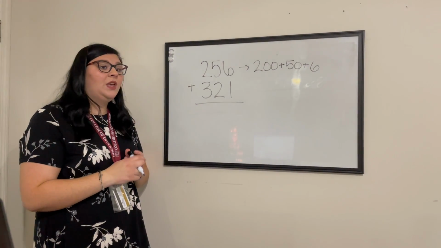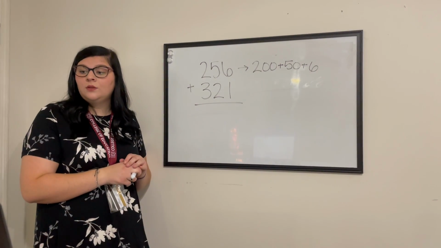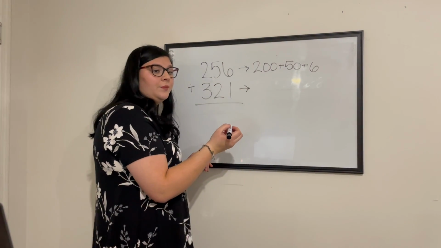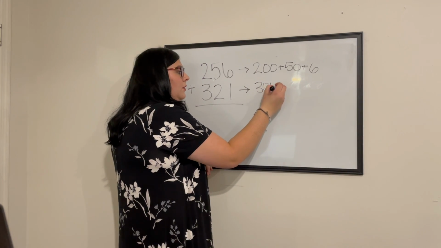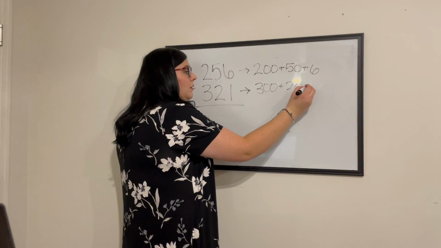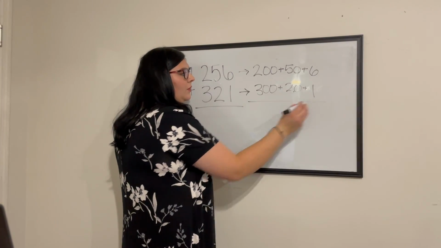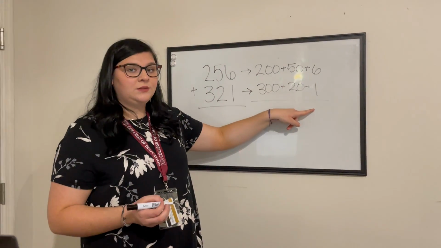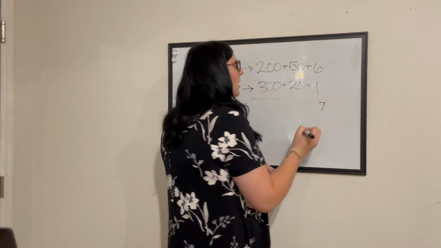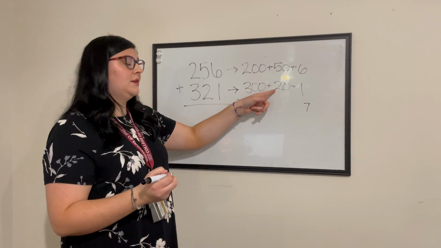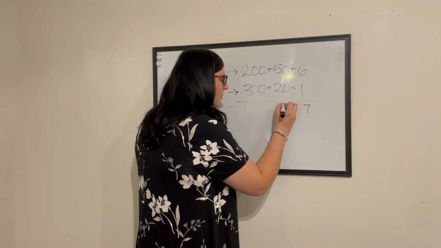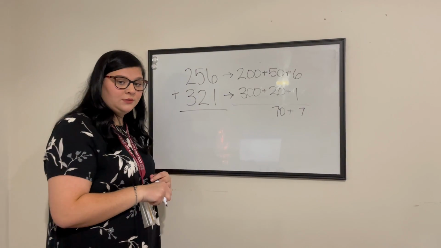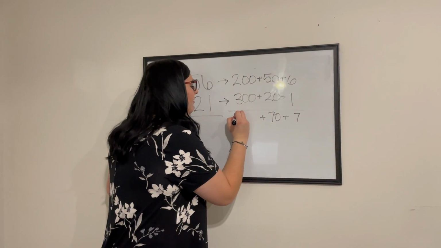And then, can someone else tell me what they wrote next? Very good, you wrote the expanded form of 321, and that is 300 plus 20 plus 1. Now, let's add these numbers. 6 plus 1 is 7. 50 plus 20 is, very good, 70. And 200 plus 300 is, very good, 500.